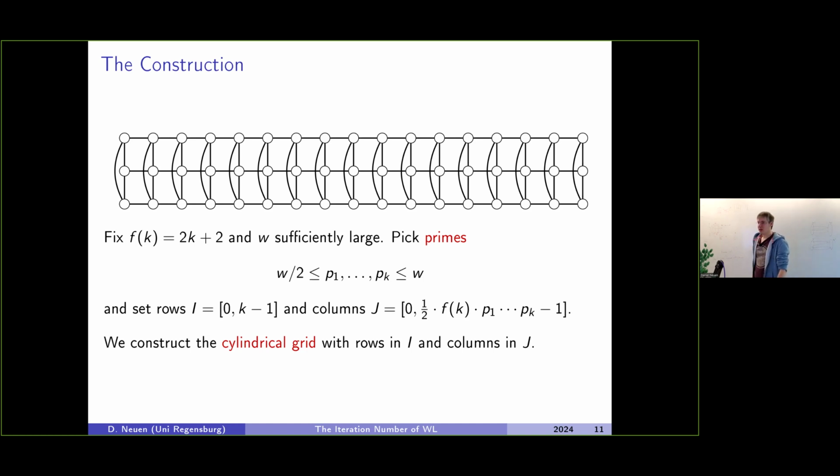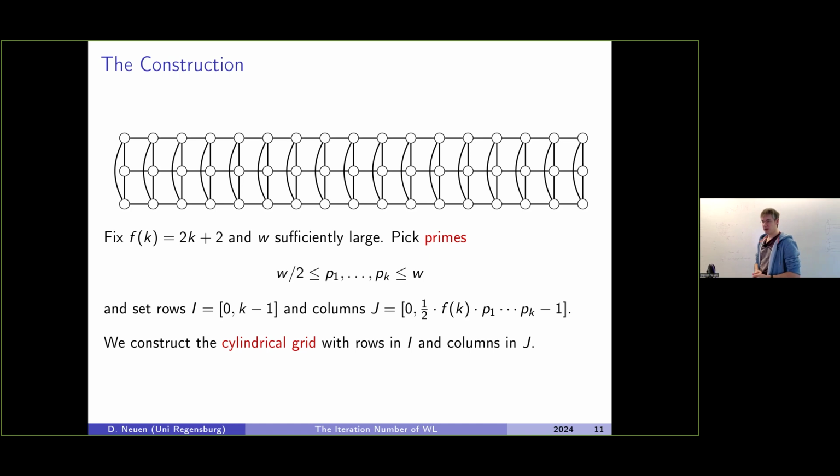Okay, so then what we are going to do is pick some primes, p1 up to pk, that are all between w over 2 and w. If you choose w sufficiently large, you can always do this by prime density theorems. And you construct a cylindrical grid. The rows will be indexed by 0 up to k minus 1, so k rows in total. And we have the columns, where we have 1/2 times f of k times the product of these primes. And again, so that we can do modulo operations, I will start numbering them at column 0.